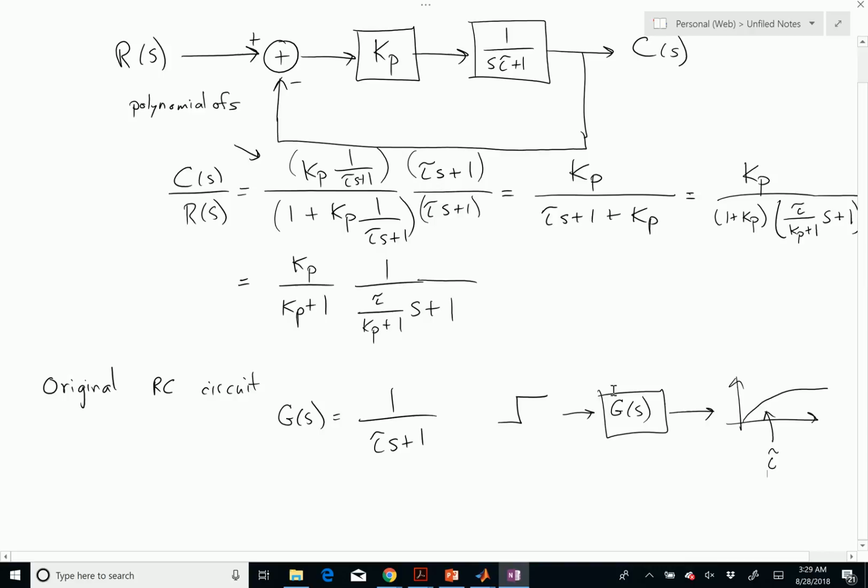What's important and why I wanted to talk about this is if I look at this RC circuit, there is nothing about that RC circuit that is unstable. If I put any input into that RC circuit, I'm going to get a nice stable output, right? There's nothing about an RC circuit that is unstable.